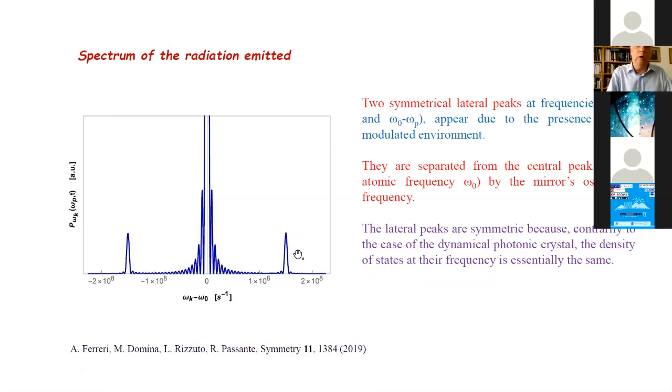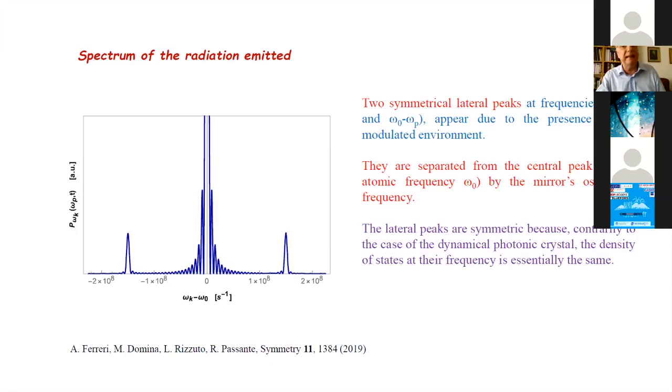And also in this case, if one calculates the spectrum of the emitted radiation, one finds the presence of the two lateral peaks. In this case, contrary to the case of the dynamical photonic crystal, they are symmetric and separated from the central peak by the modulation frequency. They are symmetric because the density of states is essentially the same at their frequency. All these results are in the case of an adiabatic approximation.